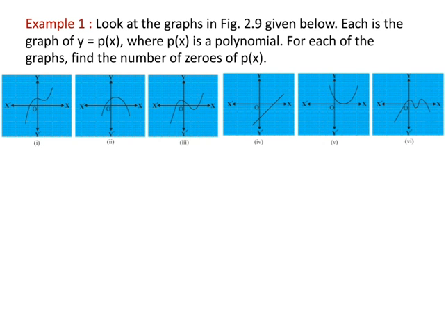Okay, then we see the example. Look at the graphs in figure 2.9 given below. Each is a graph of y equal to p of x, where p of x is a polynomial. For each of the graphs, find the number of zeros of p of x.